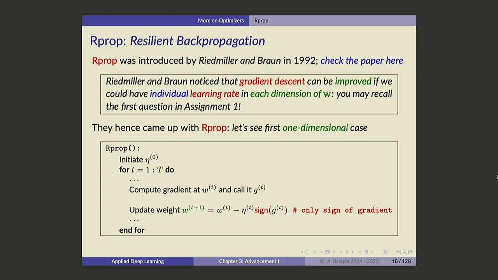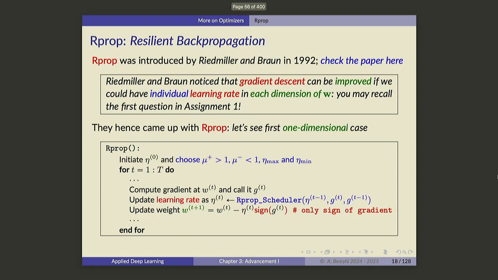Now, the question is, is there a way that I come up with computing this learning rate directly from gt itself? So this is what the algorithm does. This is the Rprop scheduler. So it's basically a sort of learning rate scheduling, right? But this is relying on the fact that you only look at the sign of the gradient, and then you use the gradient itself, the behavior of the gradient, to specify the learning rate. Okay? Now, how does this scheduler work?